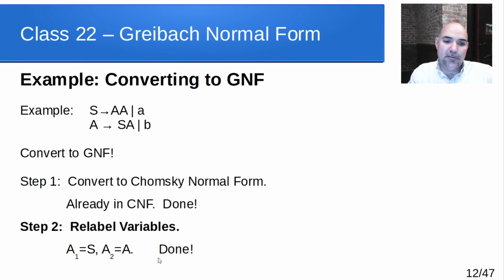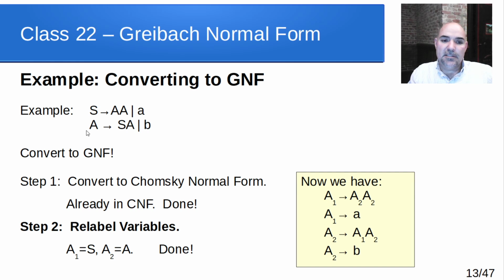So the grammar after we do that substitution is going to look like this. I've divided out the 4 productions here to make it easier to see them. So S produces AA. So S became A1. So A1 produces A2A2, since A became A2. Then A1 produces a, the second part over here. And then after that, A2 produces A1A2, and A2 produces b. So now you'll notice we have all of them relabeled. We've rewritten our grammar with those new things relabeled. So now we're on to step 3.